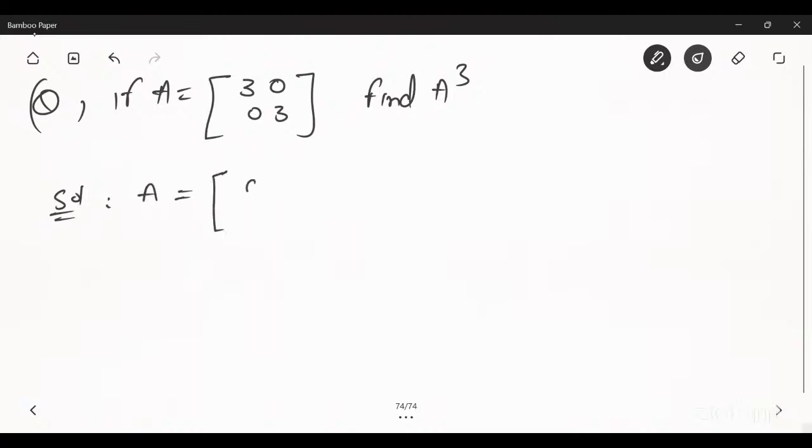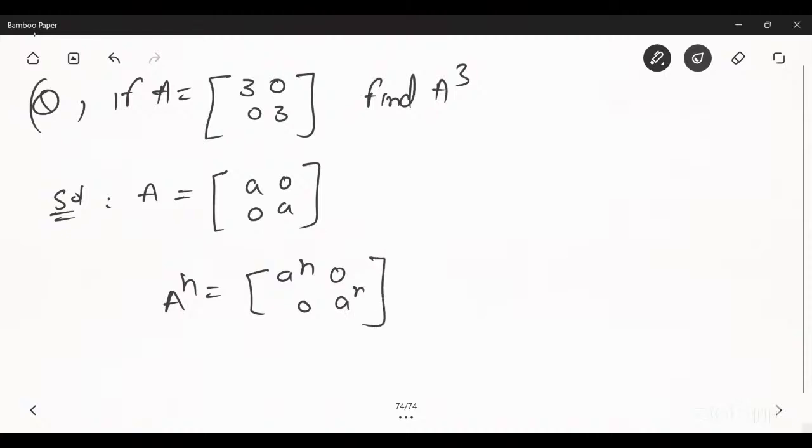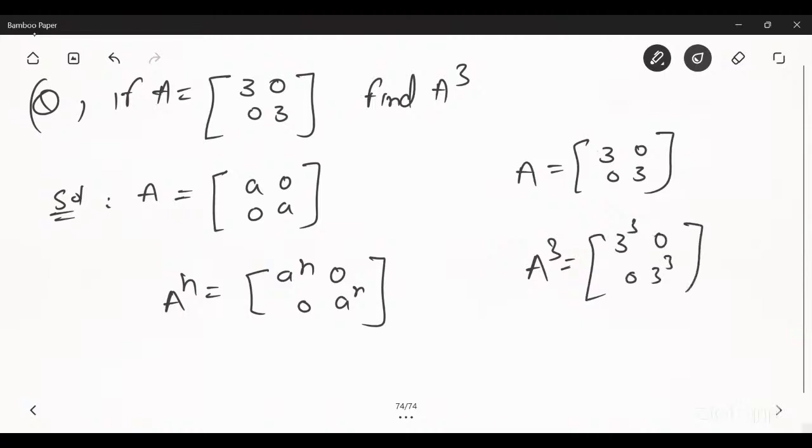If A is a 0 0 a, where the same element is present in the diagonal, then A to the power n equals a to the power n, 0, 0, a to the power n. Here A equals 3003, so A cube equals 3 to the power 3, 3 to the power 3. So 3 to the power 3 is 27, 0, 0, 27 will be the value.